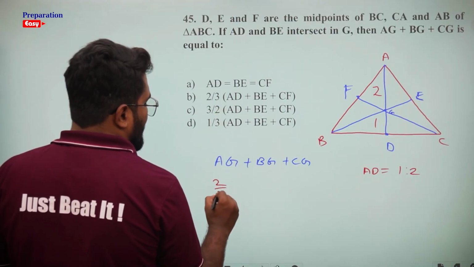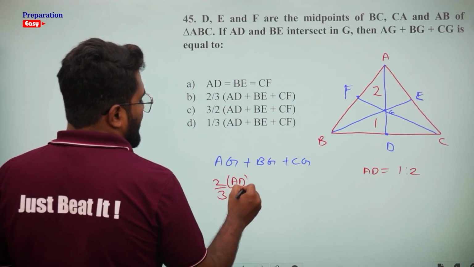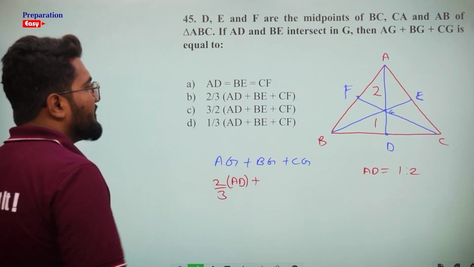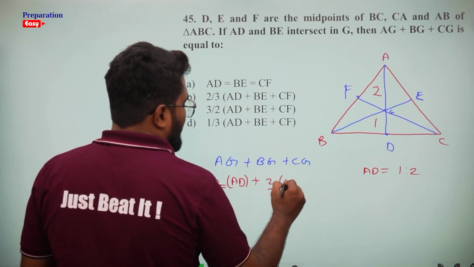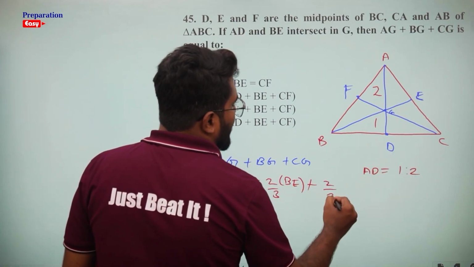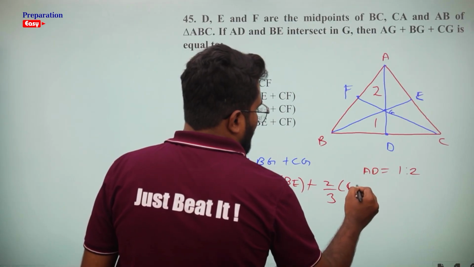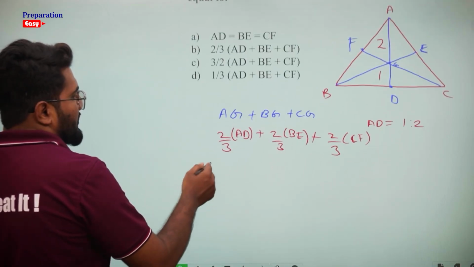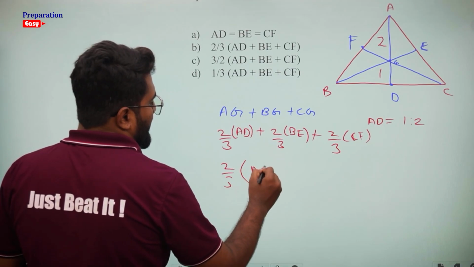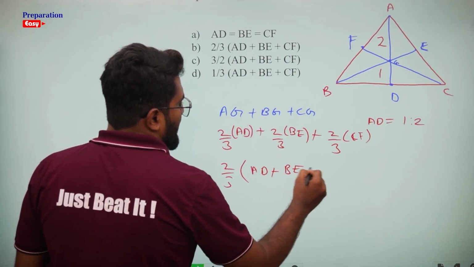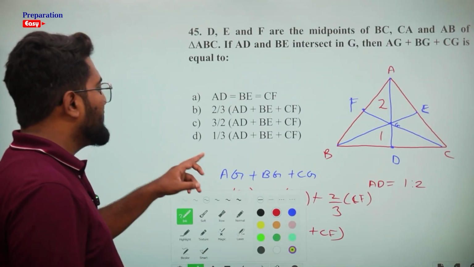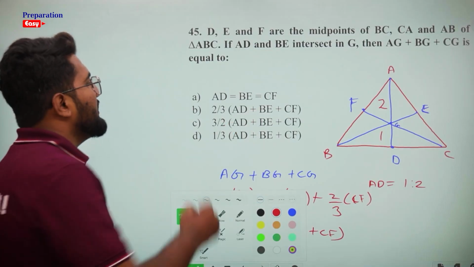What is AG? AG is 2/3 of AD. What is BG? BG is 2/3 of BE. And what is CG? CG is 2/3 of, again, CF. Okay, so what is common? 2/3 is common. I will write it here, AD plus BE plus CF. So our answer will be 2/3 of (AD plus BE plus CF).